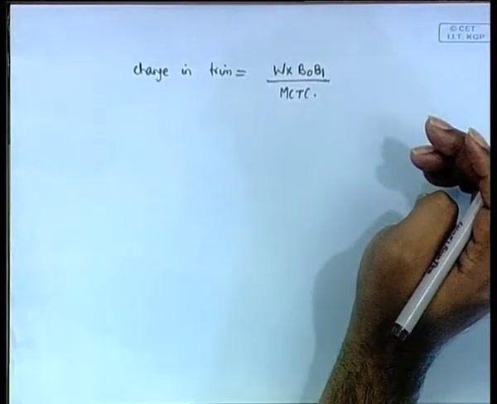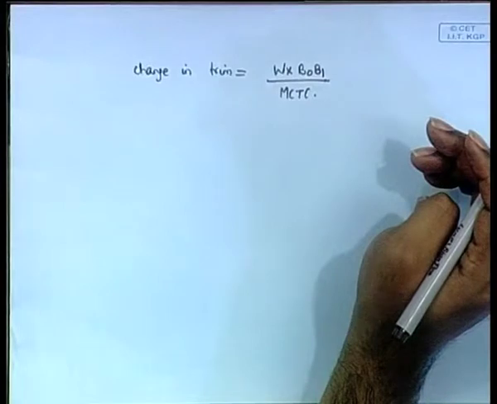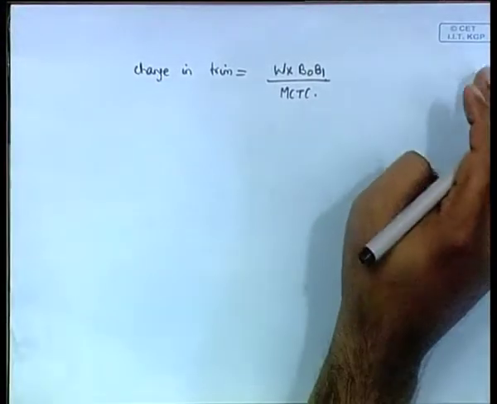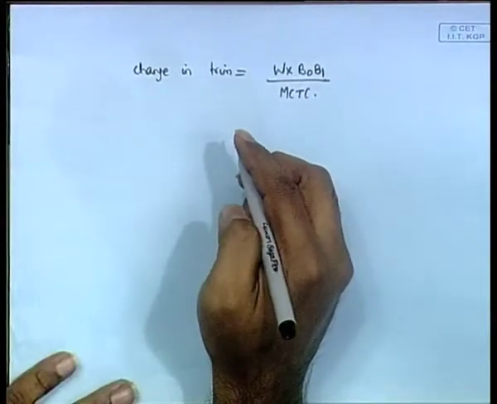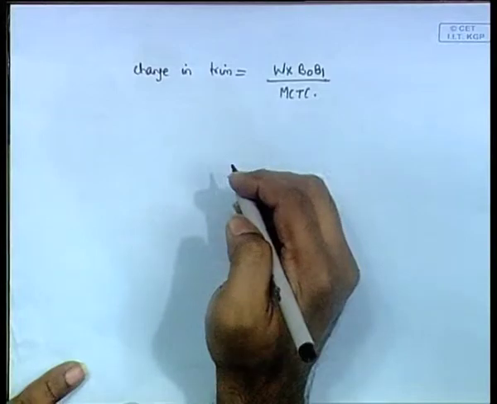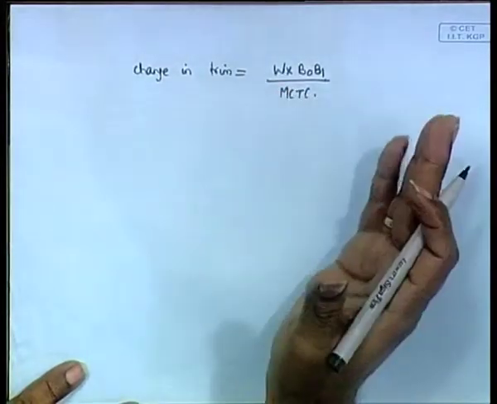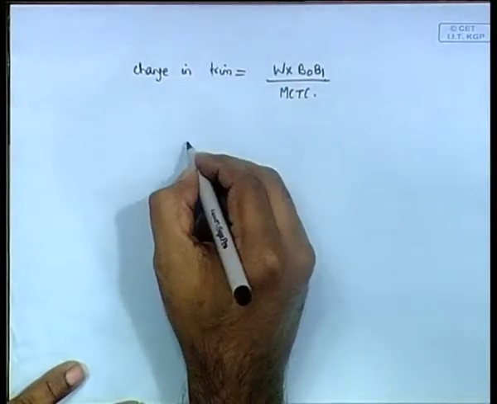Change in trim. This is change in trim. You are talking about change in draft. This is change in trim. Then we can write one formula. We know that the initial weight is equal to the final weight. That is the weight of the ship. So you can write like this.